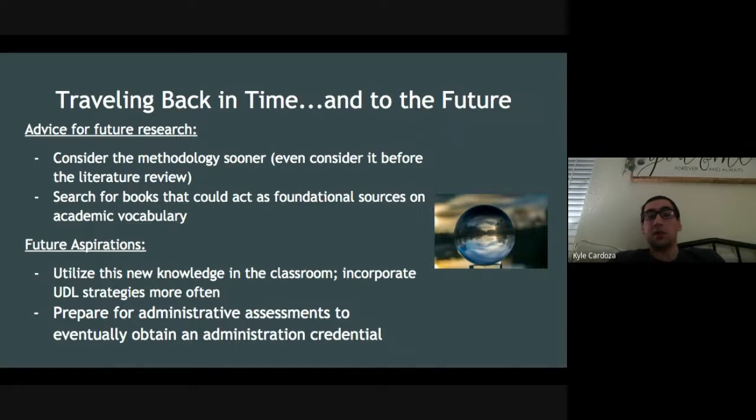So I'm hoping that at some point in the future, after doing additional research, after doing my fair share of my own self-education about becoming an administrator, hopefully I will eventually obtain an administration credential and obtain a position as an administrator in a school district within Fresno, California, or at least in a surrounding area. So that is basically my research.